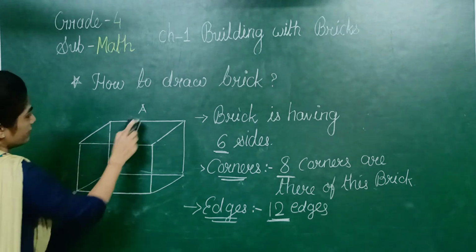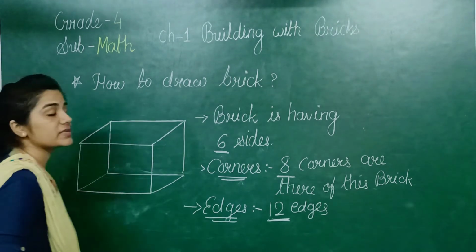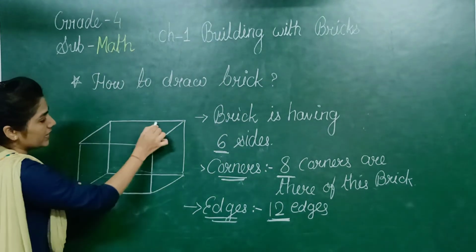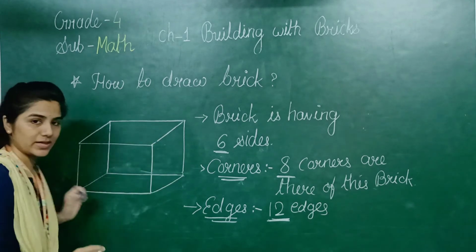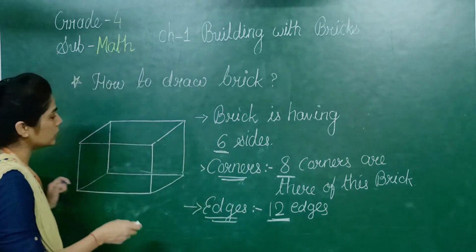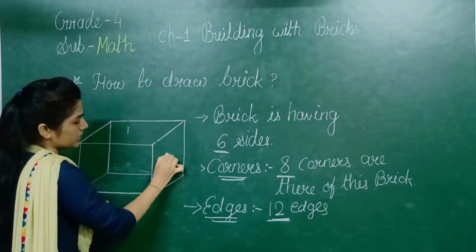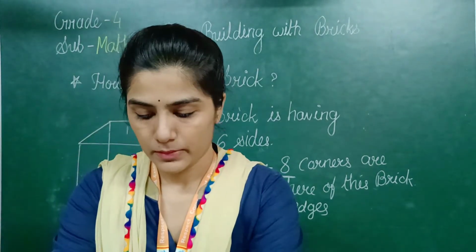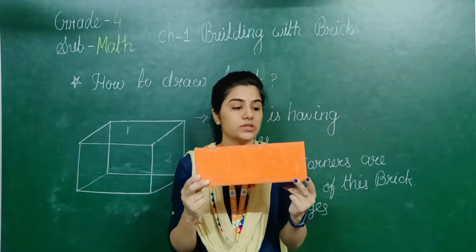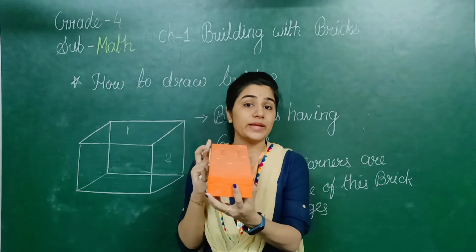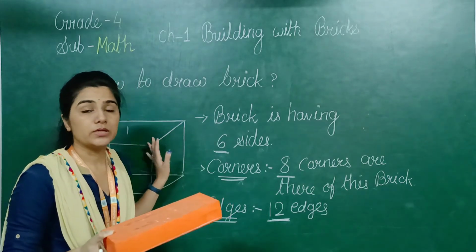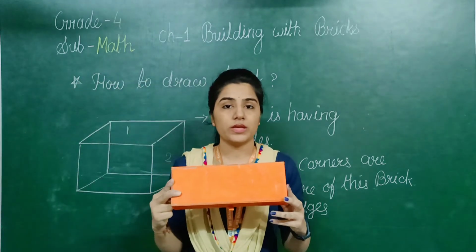Now I am explaining the faces. What is the meaning of faces? Faces are similar to sides, but sides we counted this way, like 1, 2, 3, 4, right? Faces also have a plane surface, right? So we can count faces this way. This one is 1, this one is 2. I am giving you one example by taking this box which I have in my hand. This is the same shape as a brick. Now how can we count faces? From this drawing it's not easy to understand, but from this box it's very easy.